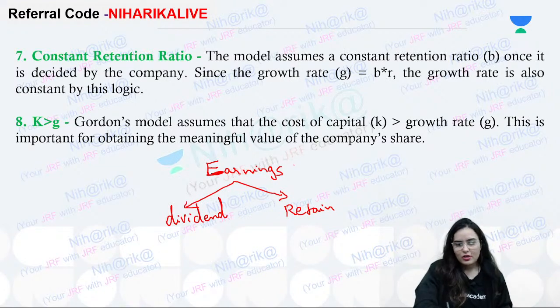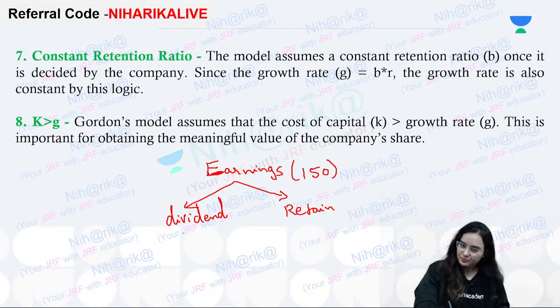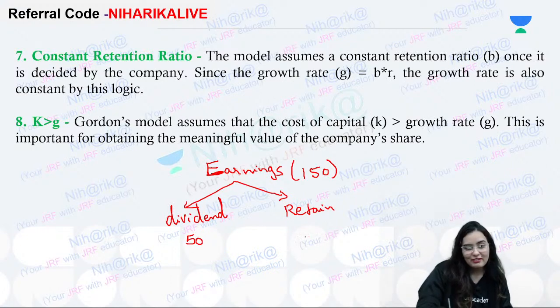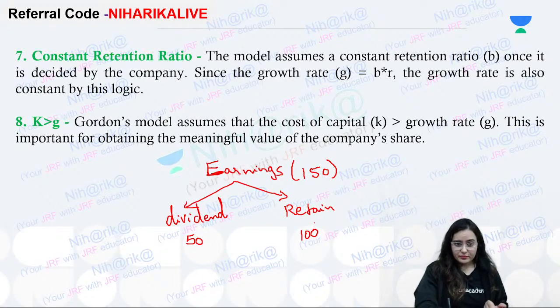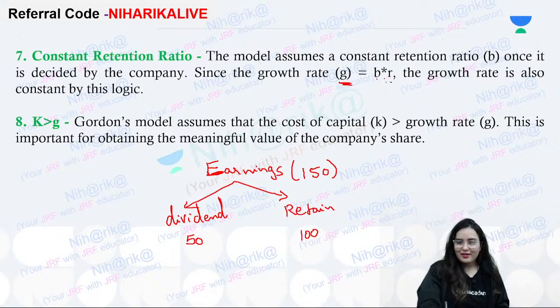Okay, now suppose our earning is 150 rupees. Out of that I have given a dividend of 50 rupees. That means 1/3 dividend I've given, so 2/3 of the money I will retain. Right? Now if I've retained something, this will denote my growth also. How come? See, G is equal to B into R. The growth is also constant by this logic.